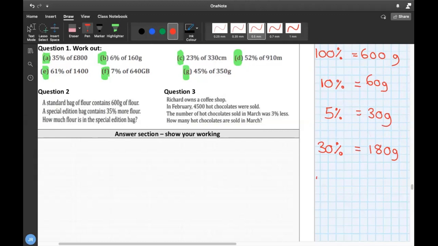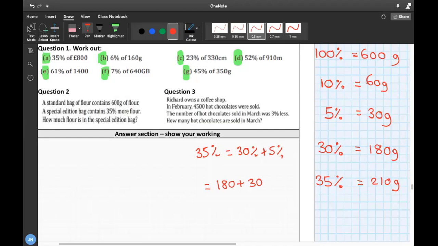So your 35%, you now need to add together your 5%, 30 grams. I'll show you, so 35% is 30% plus 5%. So that's going to be 180 plus 30, 210 grams. But we needed to know how much is in the special edition bag.